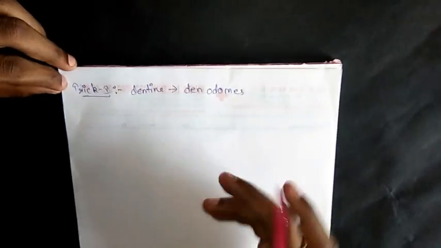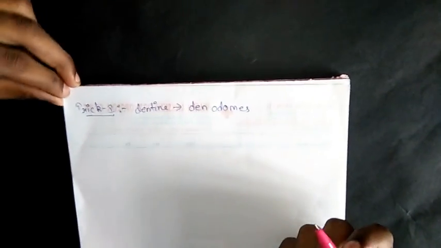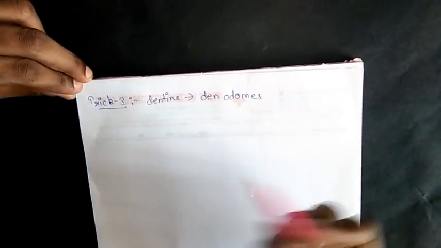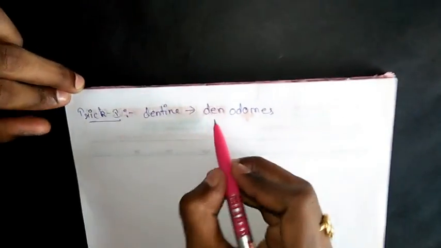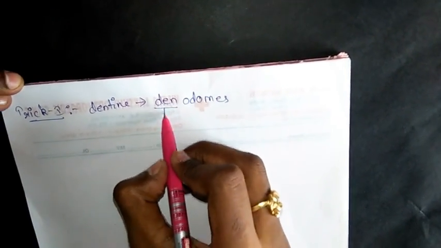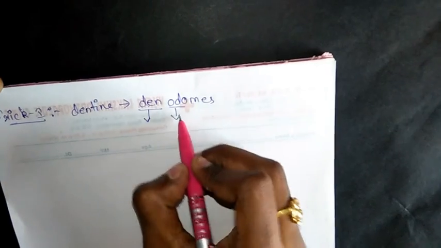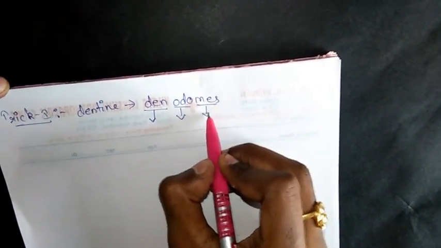Here are some tricks and sequences which help you in your examination of digestion. The first trick is on dentine, that is, denodomus. Den stands for dentine, odo means odontoblast cells, which are mesodermal in origin.